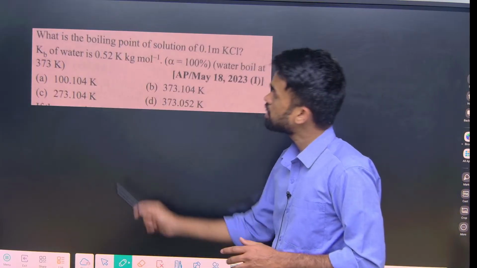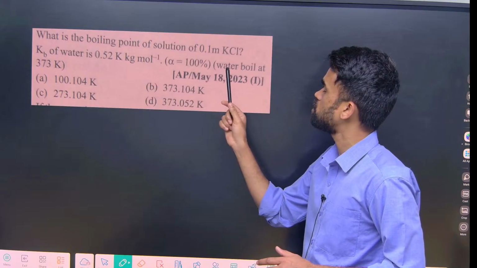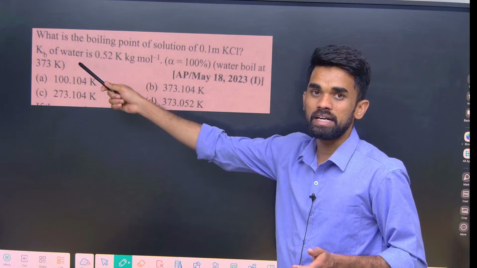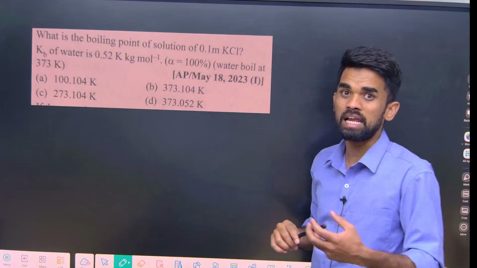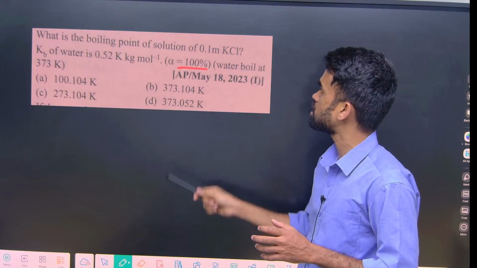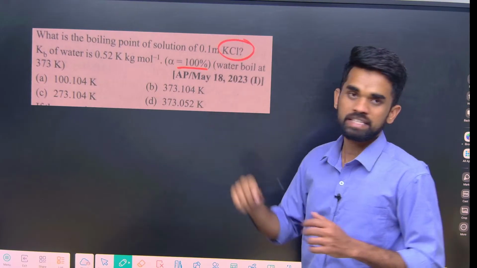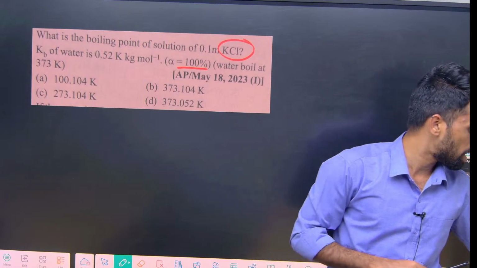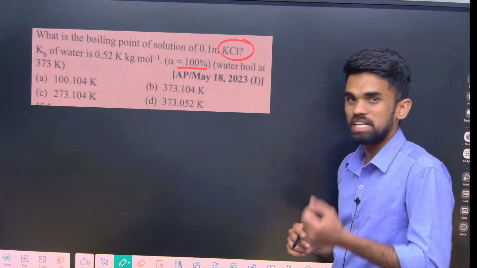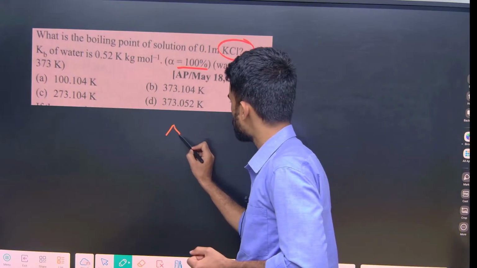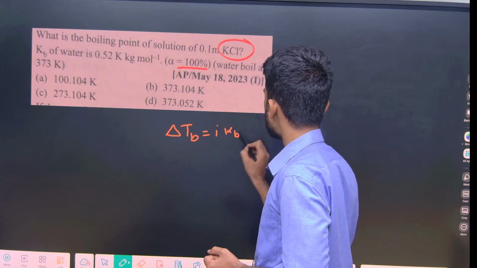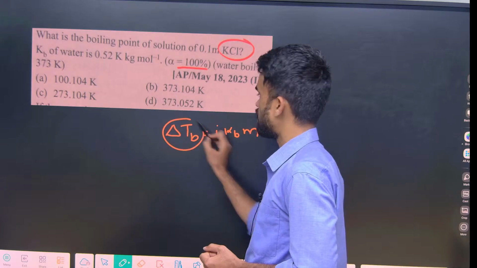The question says, what is the boiling point of a solution of 0.1 molar KCl, given Kb, that is the molal elevation constant, as 0.52, and alpha, the degree of dissociation, is 100% for this KCl electrolyte. Now tell me what will be your answer for this question. How can you solve this? See, for elevation in boiling point, you can simply use the formula delta TB is equal to i Kb m. So what do we mean by delta TB?